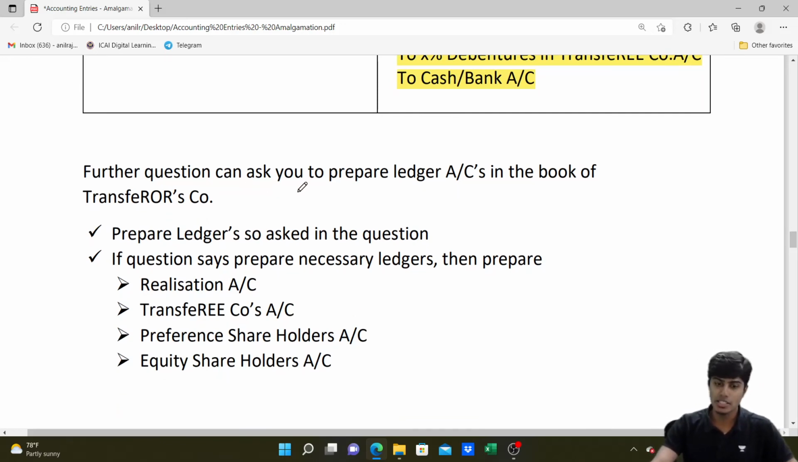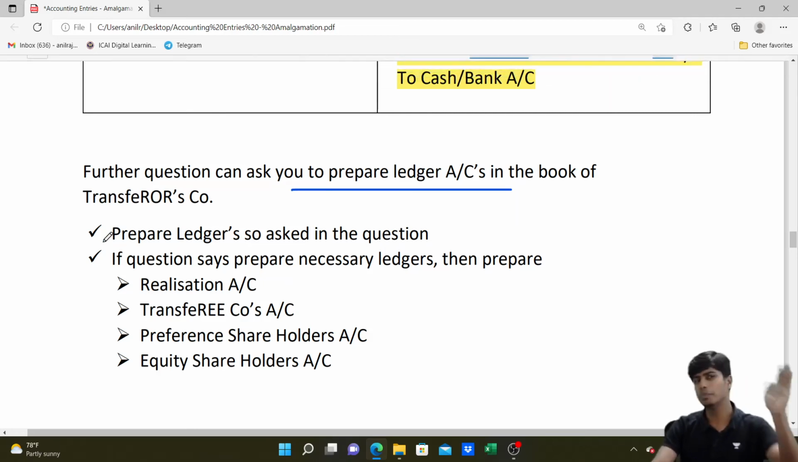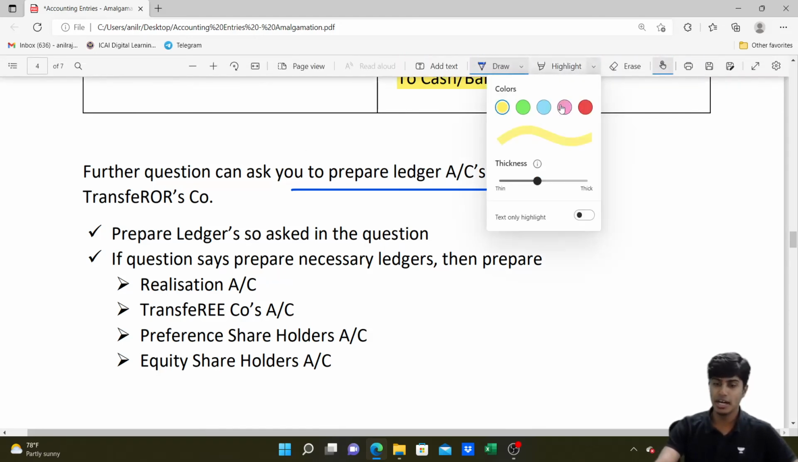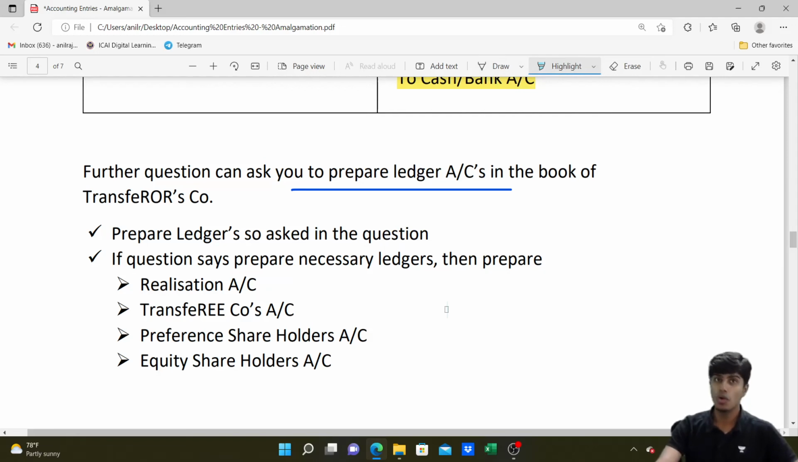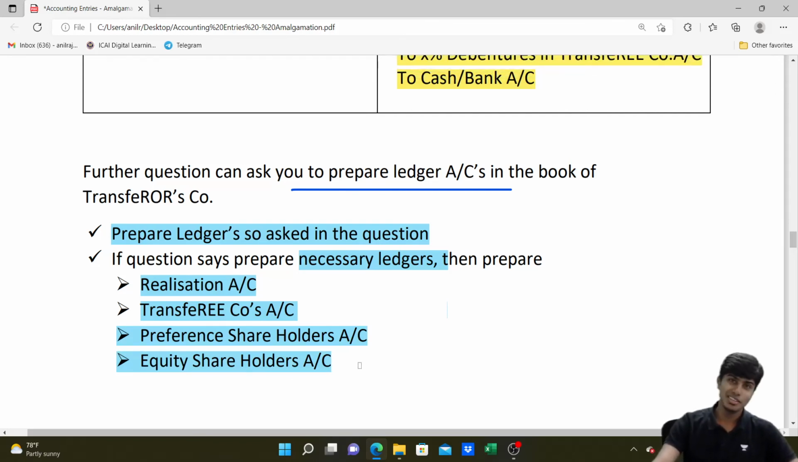They might further ask you to prepare ledger accounts in the books of transferor. Whatever ledger they ask, we can prepare it based on these general entries. However, if they don't mention the ledgers and ask us to prepare necessary ledger accounts, what ledgers to prepare? If question says prepare necessary ledgers, we should prepare realization account, transferee company's account, preference shareholders account, and equity shareholders account. These are the 4 ledgers that we prepare when they are generic and use the word necessary ledgers.